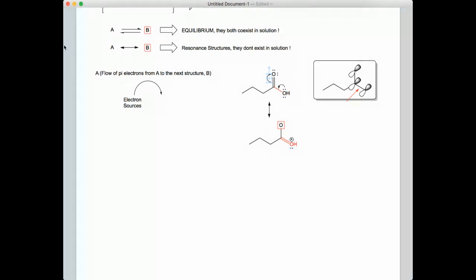Before it was a lone pair, and if that happens, then I'll have 3 lone pairs in that oxygen. And if I have 3 lone pairs in that oxygen, obviously it will be negatively charged.